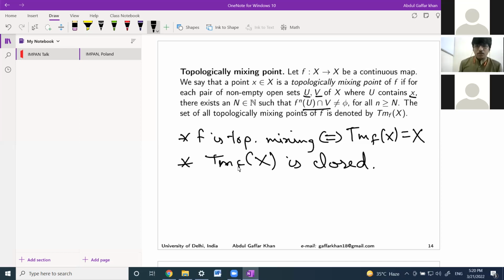But these sets need not be open in general, that is, the set of all topologically transitive points and the set of topologically mixing points need not be open in general. And a topologically mixing point is topologically transitive, but the converse need not be true. Here one can easily find many examples.